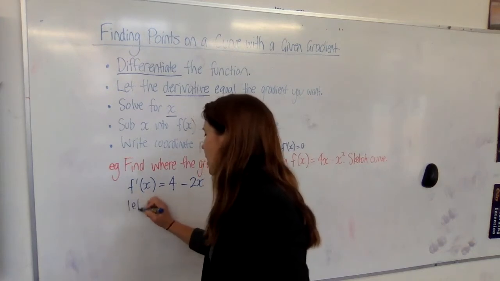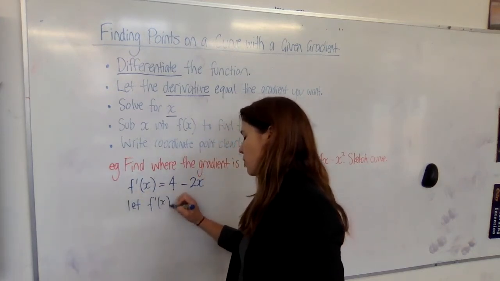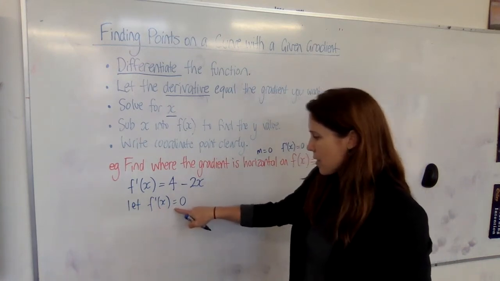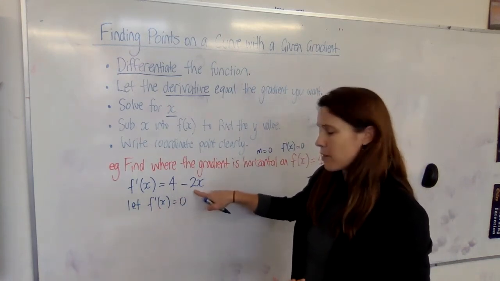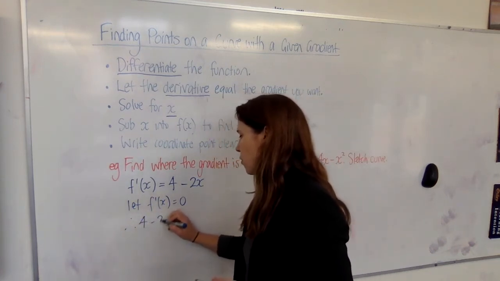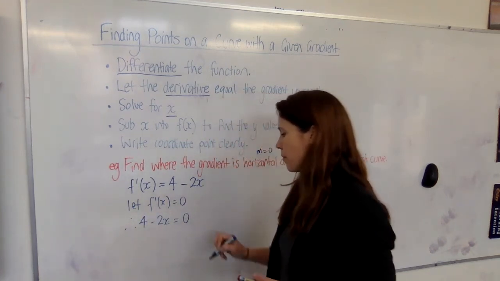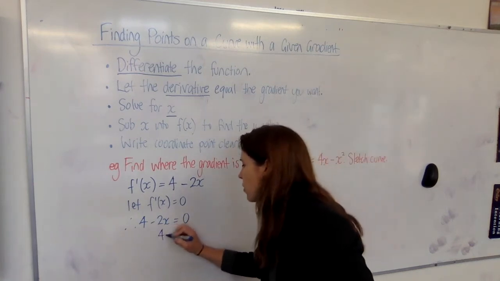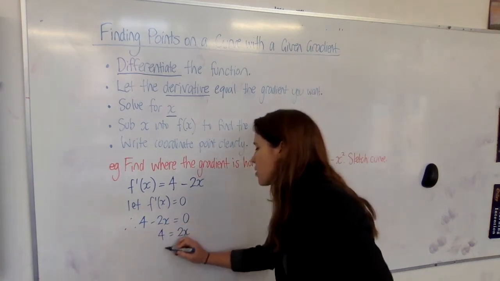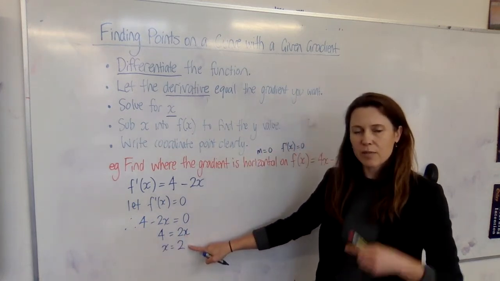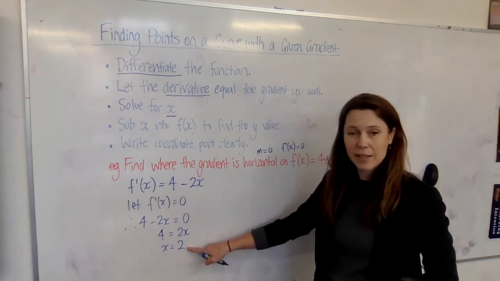So if I want to let f dash x equal 0, because I want to find where the gradient is 0, then if f dash has to equal 0, then 4 minus 2x also has to equal 0. So I write, therefore, 4 minus 2x equals 0. Now we just need to solve this little equation. So we have 4 is equal to 2x, so x is equal to 2. So that tells me that the gradient is flat or horizontal when x equals 2.